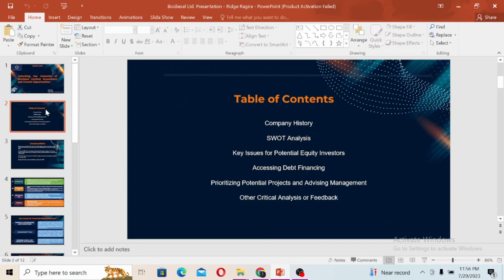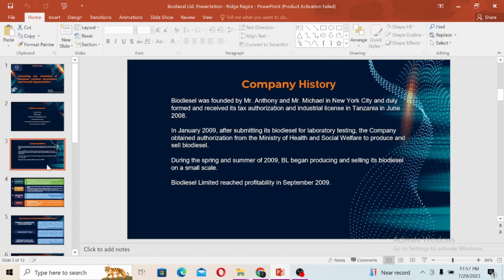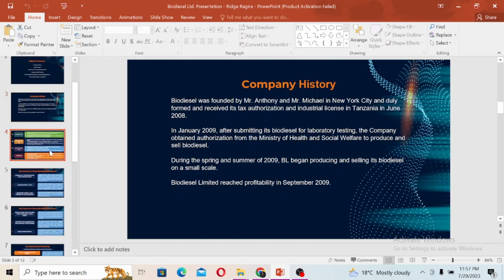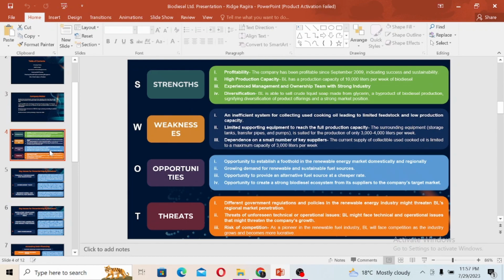This one is procedural, having a table of contents with the contents being the company history, then SWOT analysis, key issues for potential equity investors, accessing debt financing, prioritizing potential projects and advising. This is question 4 and 5, other critical analysis or feedback. And then I did my content, started with a short history of the company, and then my SWOT analysis. Everything that we discussed in the SWOT analysis is included here.